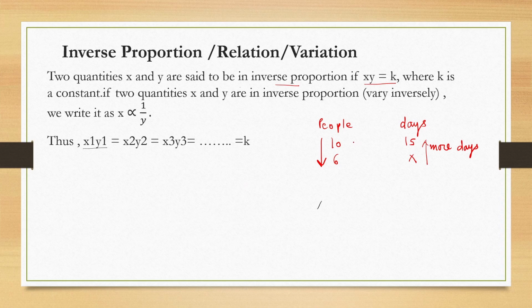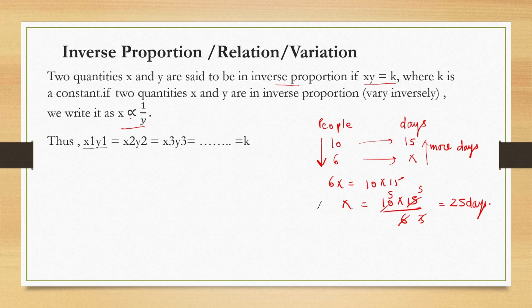In inverse proportion we do direct multiplication. 6x equals 10 into 15, or x equals 10 into 15 upon 6. We will cancel this: 2, 5, 3, and this 3 will divide it. So 25 days are required for 6 people. More days are required. And the symbol for inverse proportion is x is proportional to 1 upon y, and the product of all the values remains constant.